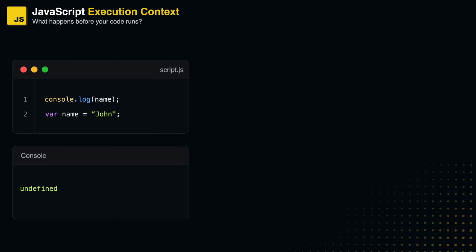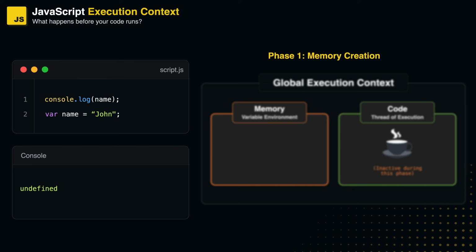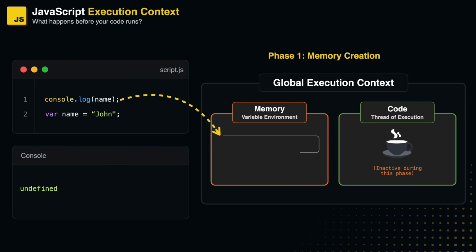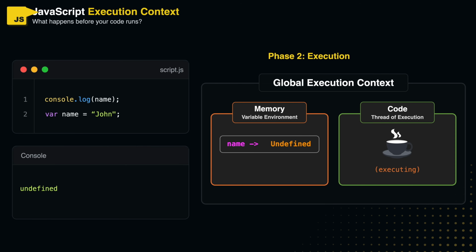Why? Because of the memory creation phase. Before JavaScript starts running the code line by line, it scans the code and creates memory for the name variable. During this phase, name is created with the value undefined. Then the execution phase starts, and JavaScript runs the first line, console.log, with name inside the parentheses. At this moment, name already exists in memory, but its value is still undefined. That's why JavaScript prints undefined.